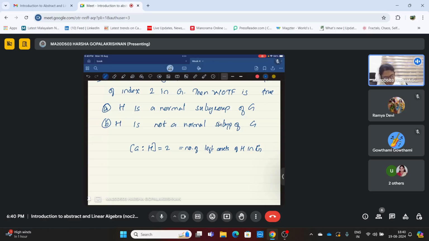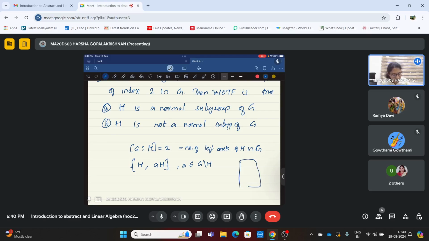Again let me say, what is this? The number of left cosets is only 2. Index 2 means left cosets are only 2. So one is H itself, the subgroup itself. The other one will be aH, where a will be from G minus H. Why? If a is from H, then aH and H will be the same, right?